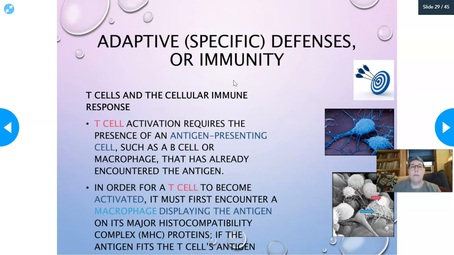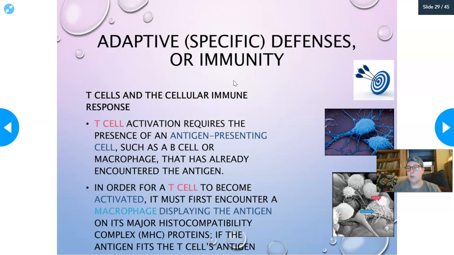So the T cells and the cellular immune response. We're going to look at the job of T cells. The activation of a T cell requires the presence of an antigen-presenting cell. A macrophage is an example of an antigen-presenting cell. But a B cell can be an antigen-presenting cell too.